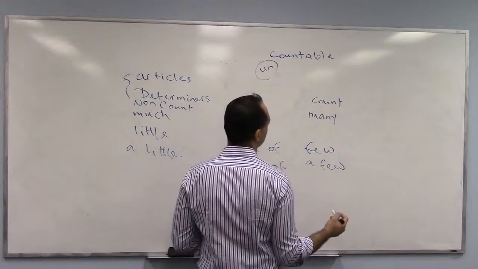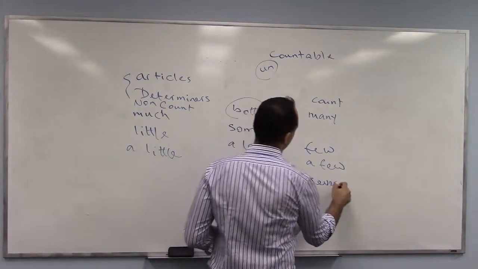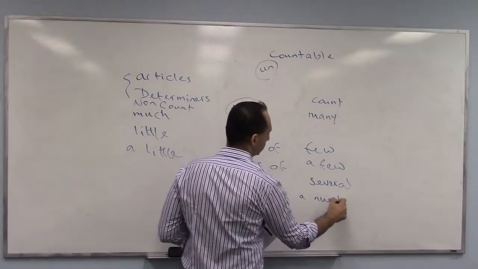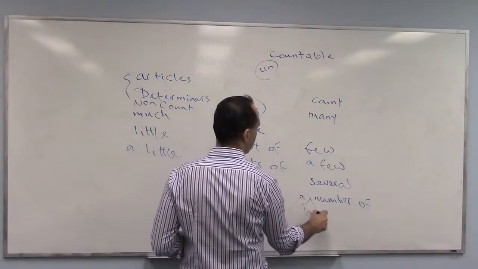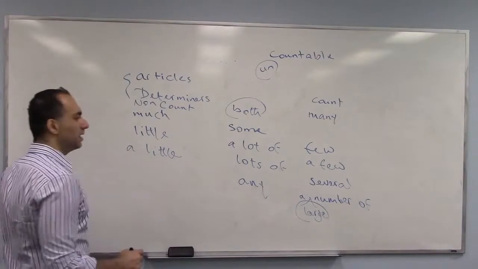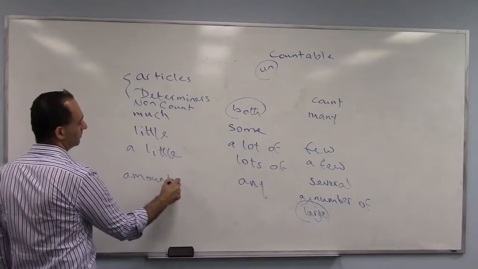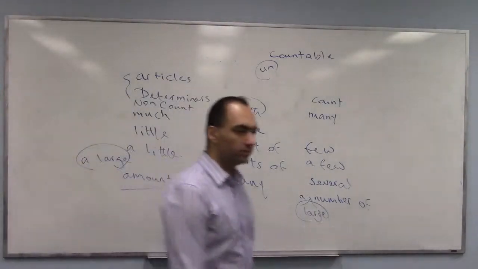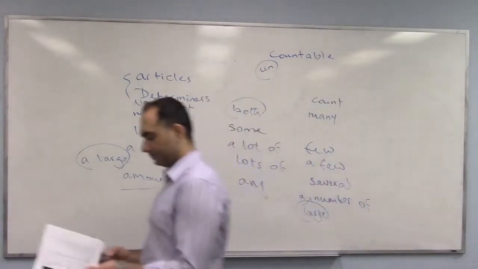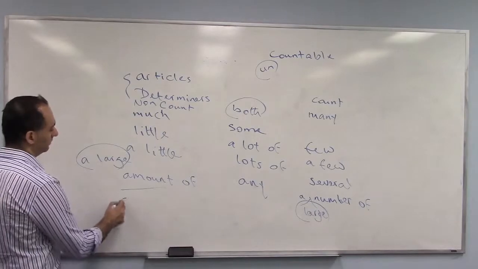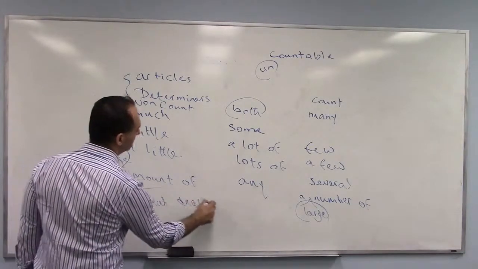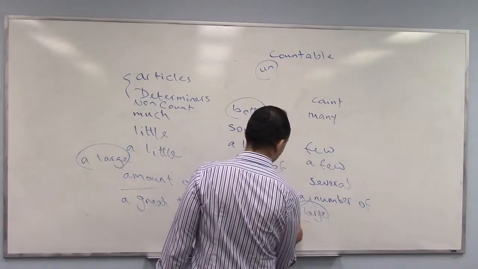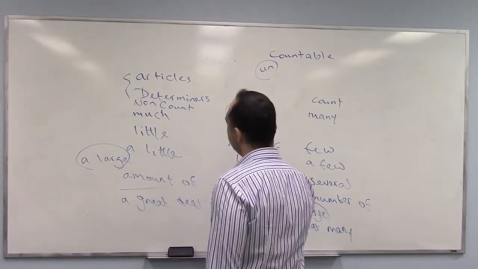Several. Several is countable. Certain. A number of. Now, a large number of, a small number of, anything that has number in it is countable. Amount of. A large amount of. People, by mistake, use it for countables as well. A great deal of: non-count. Great many. Quite a few, quite a bit.